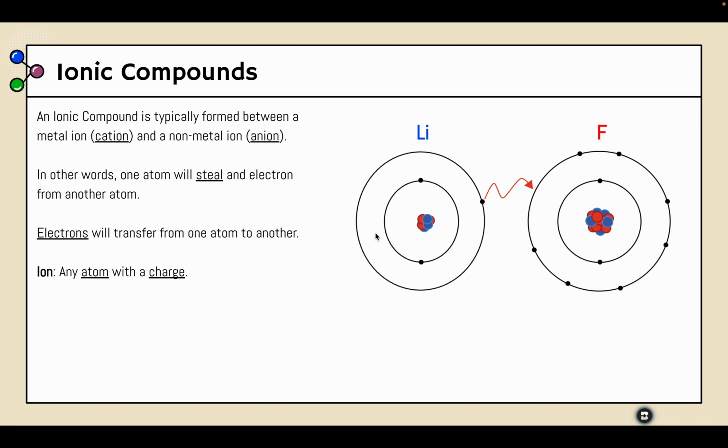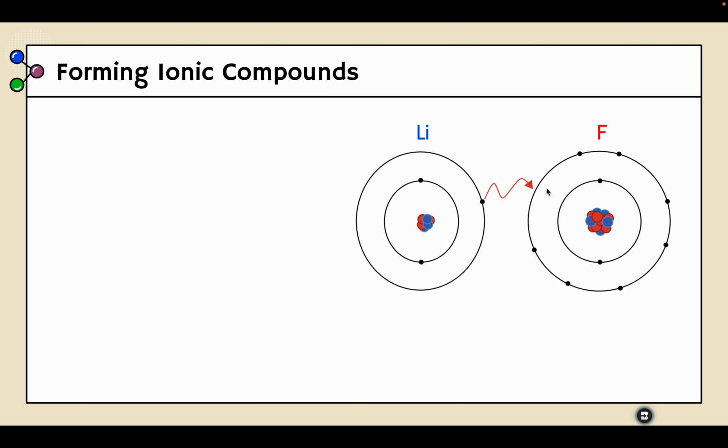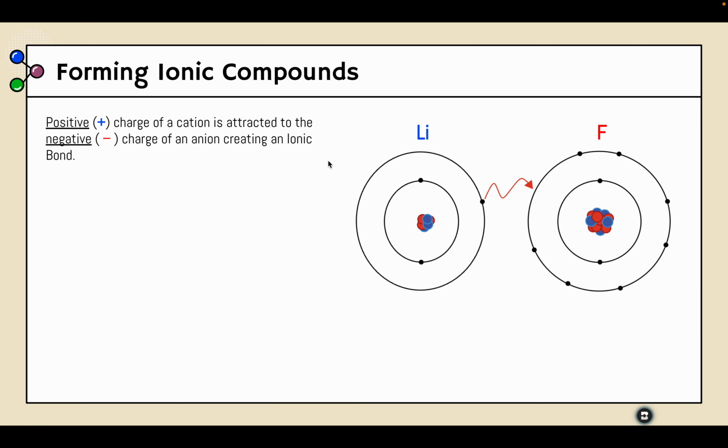And just as a piece of review, if we say ion, this is any atom with a charge. And to take it a step further, if we donate an electron, lithium is going to become more positively charged. So this is what's called a cation. Fluorine over here is going to receive an electron, so those are called anions because they become more negative. So in this example, lithium is going to donate its electron to fluorine. We're going to keep this up when we're talking about forming ionic compounds.